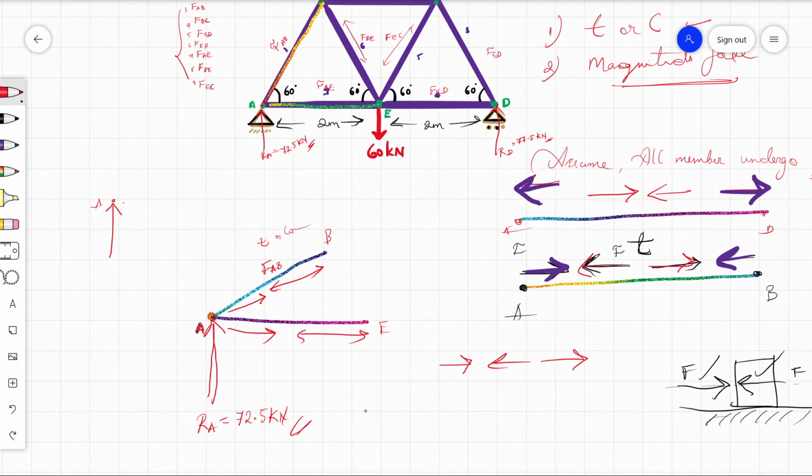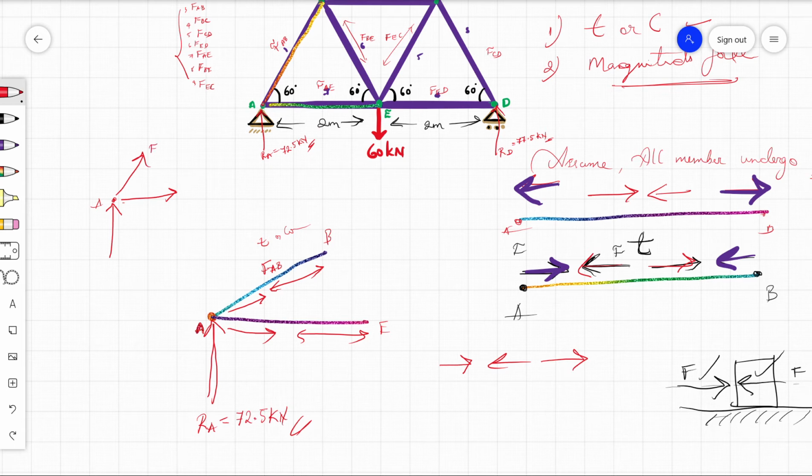What we are drawing in this diagram is the internal force diagram only. That means if the forces are going outward, that is tension. If the forces are going inward, then that is compression. That's it. Okay, this is what it is.